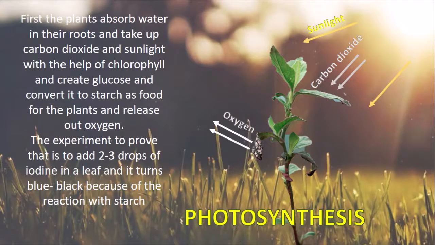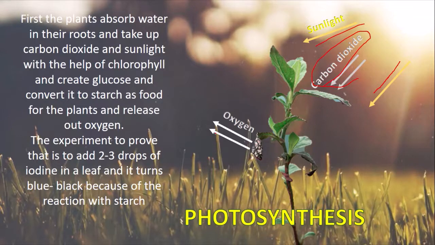Now let me explain the process of photosynthesis. First, the plants absorb water in the roots and then take up carbon dioxide and sunlight. Let me show you here. So this is the sun, and the sunlight rays fall on the plant, and the plant absorbs the sunlight rays and even carbon dioxide.